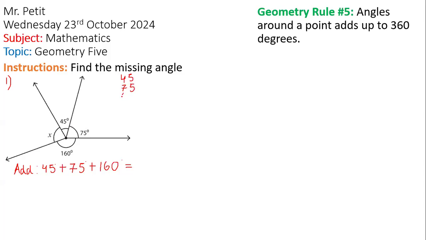Okay, so let's see. We have 5 plus 5, and 5 plus 5 is 10. We put the 0 down, we put the 1 above. And then we have 7 plus 4 is 11, because 7, 8, 9, 10, 11. Plus 1 is 12. 12 plus 6 is 18. Put the 8 down, put the 1 up. 1 plus 1 is 2.